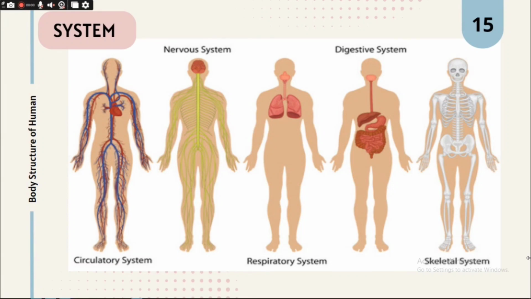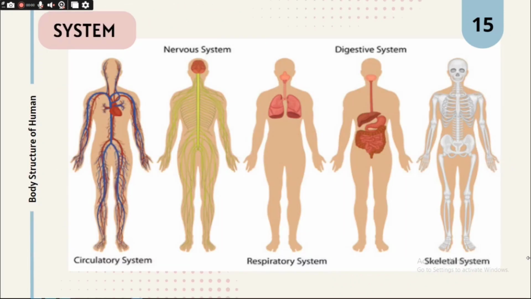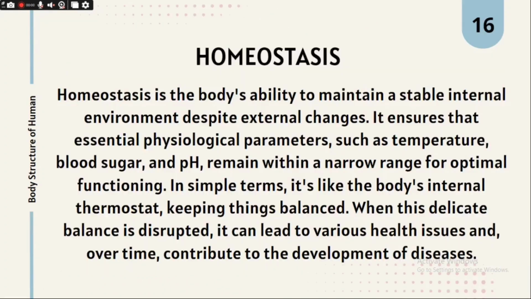Lastly, the homeostasis. Homeostasis is the body's ability to maintain a stable internal environment despite external changes. It ensures that essential physiological parameters such as temperature, blood sugar, and pH remain within a narrow range for optimal functioning. In simple terms, it's like the body's internal thermostat, keeping things balanced.